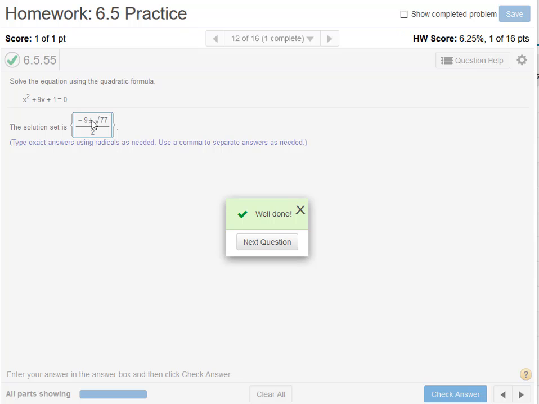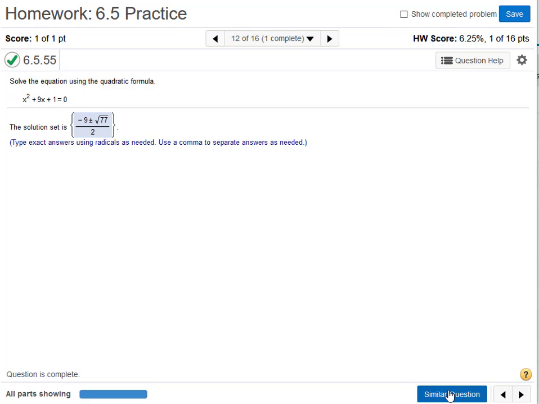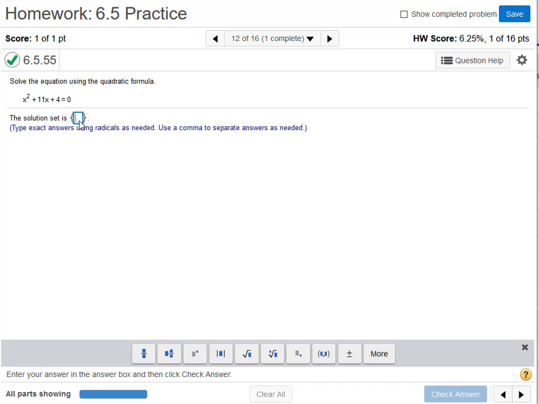It will also let you use the plus or minus key for quadratics, so you don't have to enter two separate ones if you don't want to. So this is negative 9 plus the square root of 77 over 2, negative 9 minus the square root of 77 over 2. So you can either enter two different ones, or you can use the plus and minus sign, which is one of those keys in the tool palette. So let me show you that tool palette again. Plus and minus sign is right here. You'll use that if you want to.